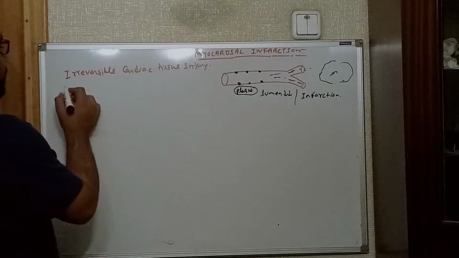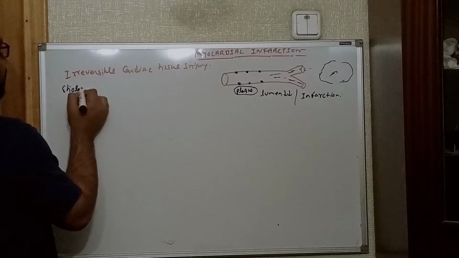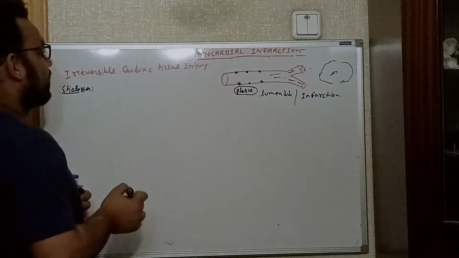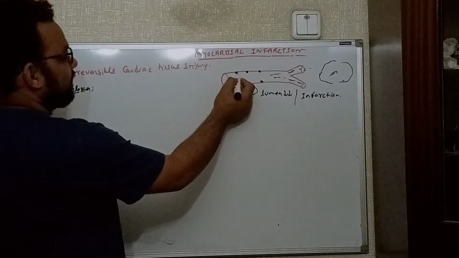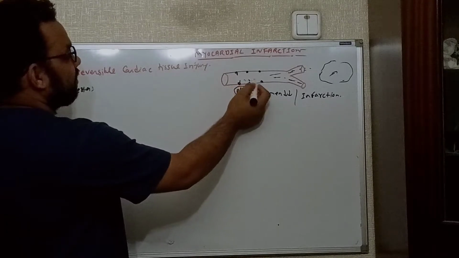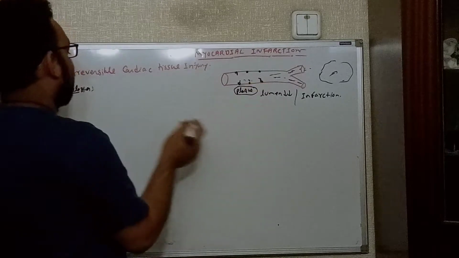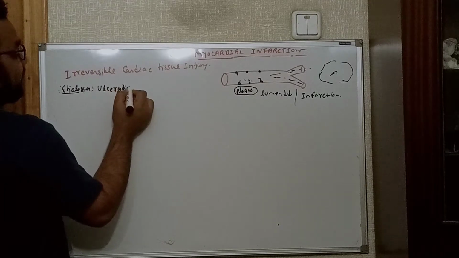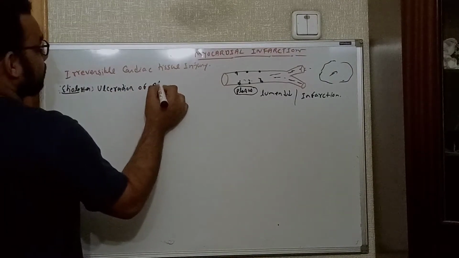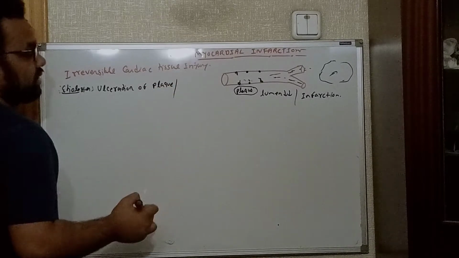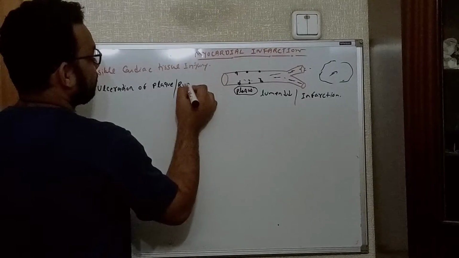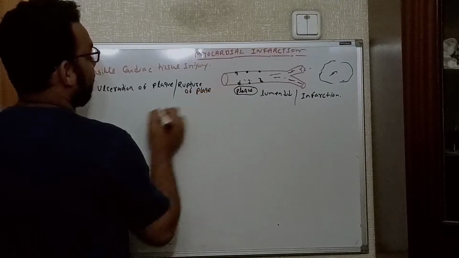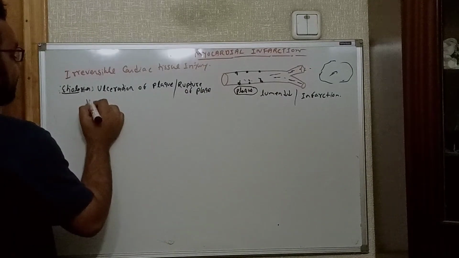Now, whatever etiologies we can see that can cause this type of problem: there may be ulceration of the plaque, rupture of the plaque, or hemorrhage of the plaque. So in terms of etiologies, we have ulceration of plaque, rupture of the plaque, or hemorrhage of the plaque.